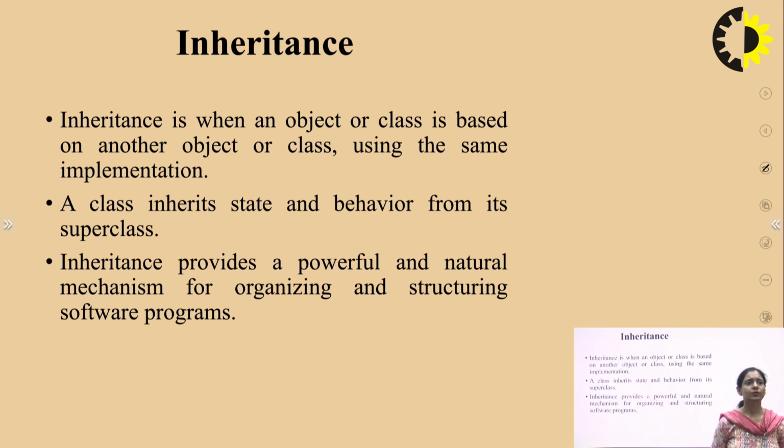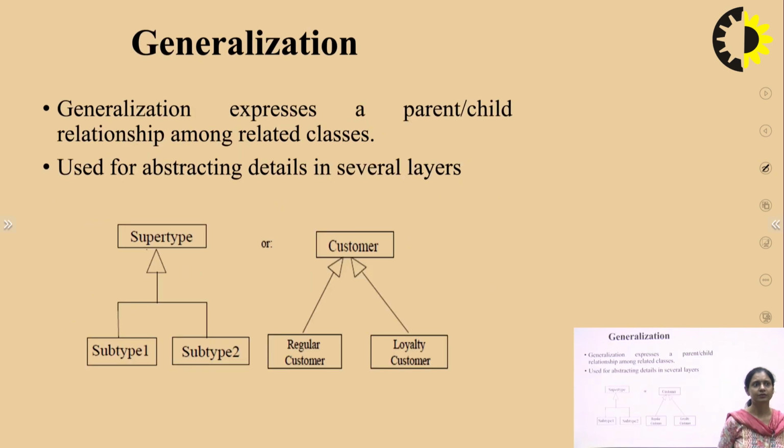Inheritance. It is when an object or a class is based on another object or a class using the same implementation. A class inherits state and behavior from its superclass. Inheritance provides a powerful and natural mechanism for organizing and structuring software programs.